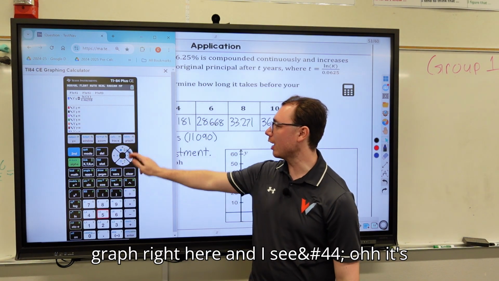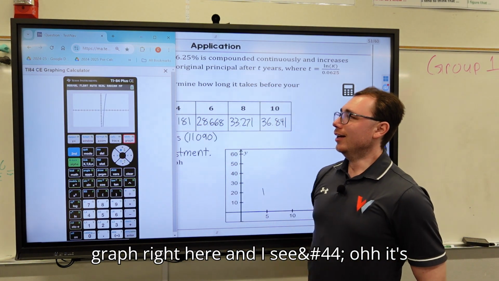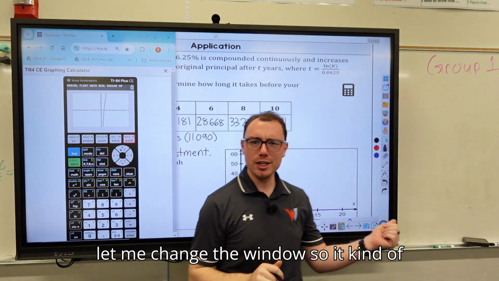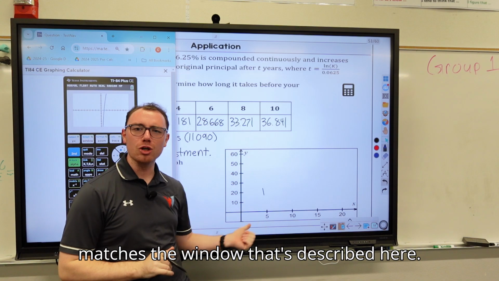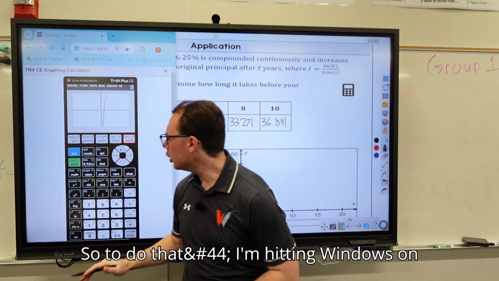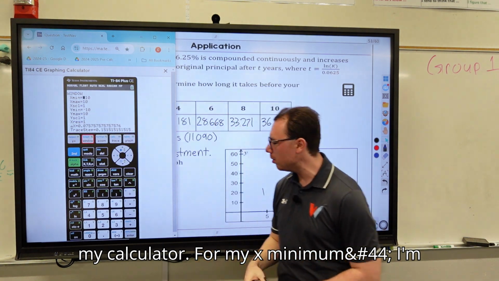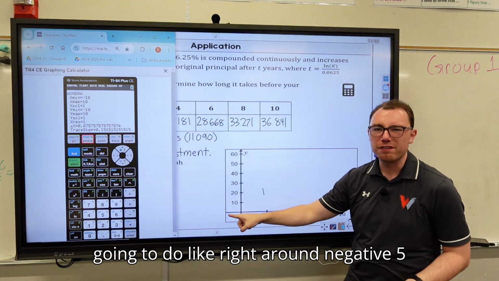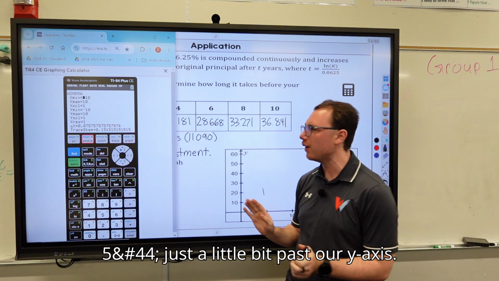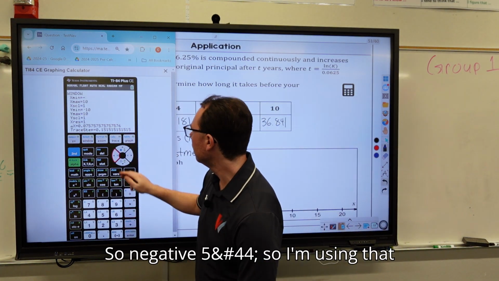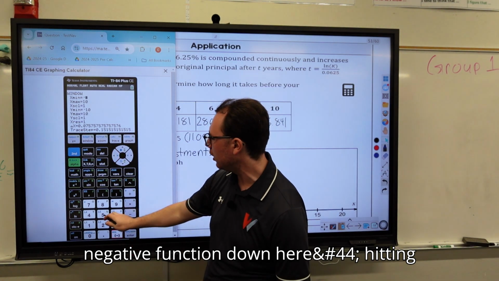I'm now able to go to the graph and I see, oh, it's kind of hard to see, right? It's really pushed over a bit. So let me change the window so it matches the window that's described here. To do that, I'm hitting Window on my calculator. For my x minimum, I'm going to do right around -5, just a little bit past our y-axis. So -5, using that negative function down here, hitting 5.